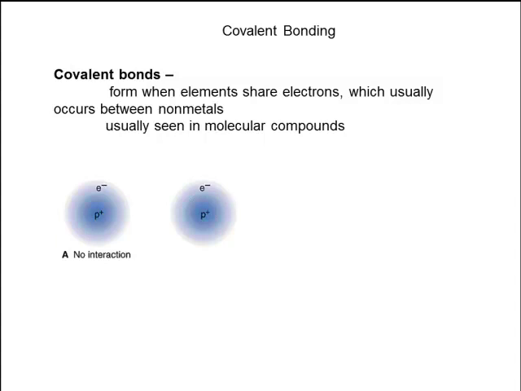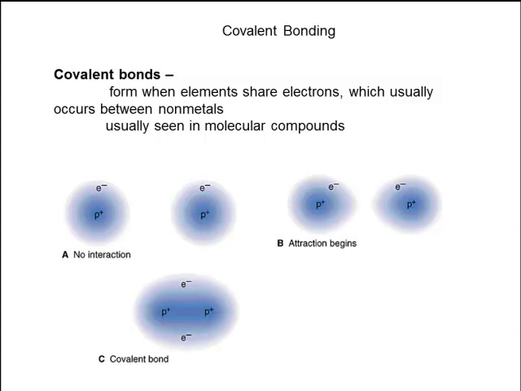Protons have a positive charge, electrons have a negative charge. Well, positives and negatives attract, so as those atoms get closer and closer together, the protons from one atom start to attract the electrons from the other atom, and vice versa, until they get close enough where they actually share each other's electrons between them. That's what makes up a covalent bond.